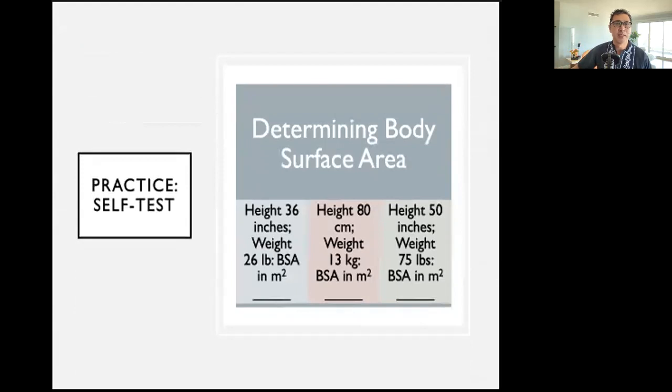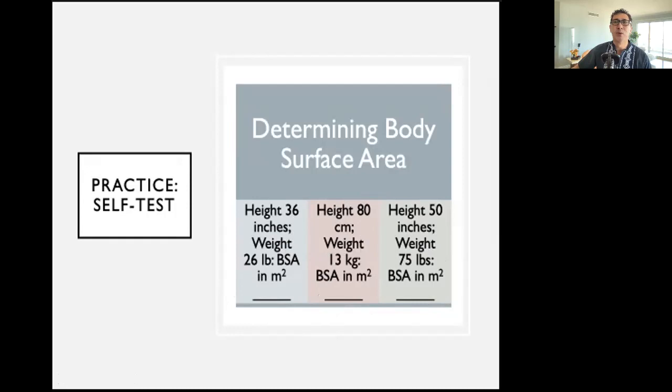Speaking of working through it, let's just do it. Here are 3 different examples with 3 different variables and how to calculate the body surface area. In the first one, the height is given in inches, and the weight is 26 pounds. We need the body surface area on that. The middle one is given in centimeters and kilograms. Oh, that's perfect, I don't have to do any conversions with that. The last one is 50 inches and 75 pounds. I might have to do a little bit of conversion with that, and we're going to work through it.